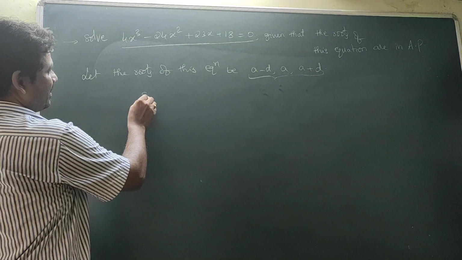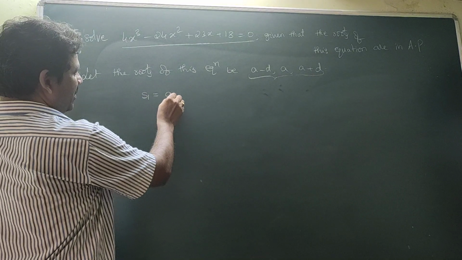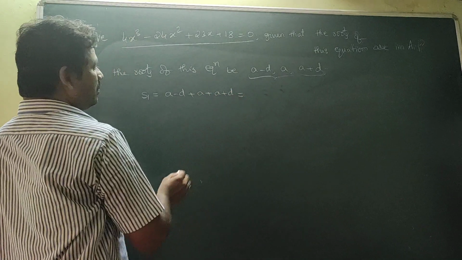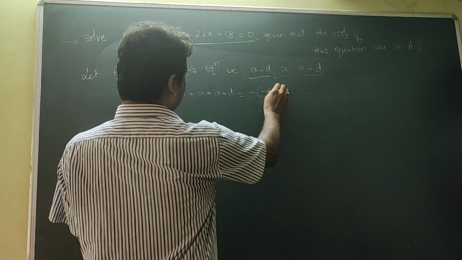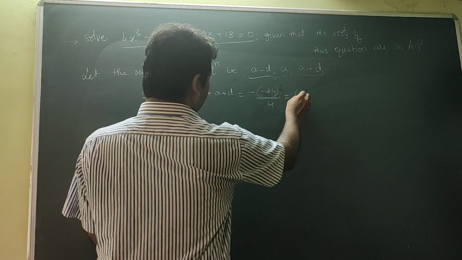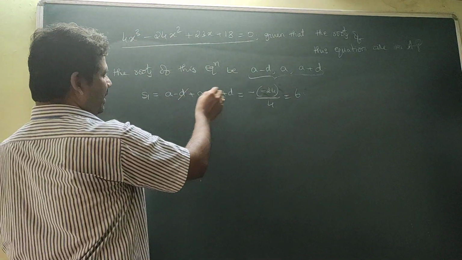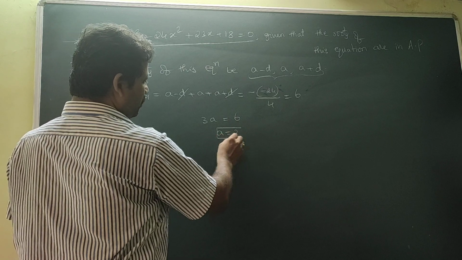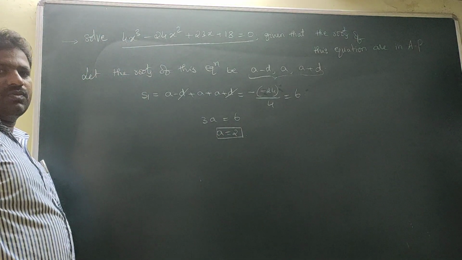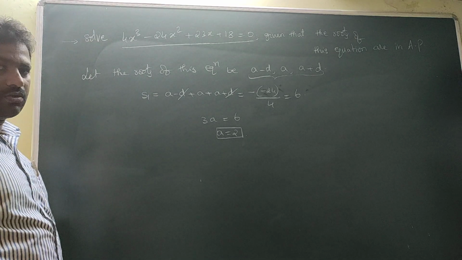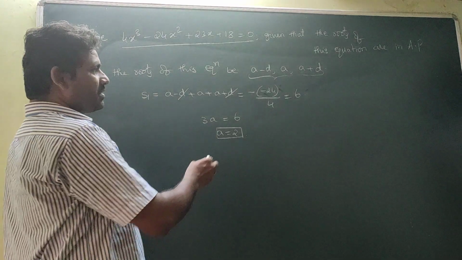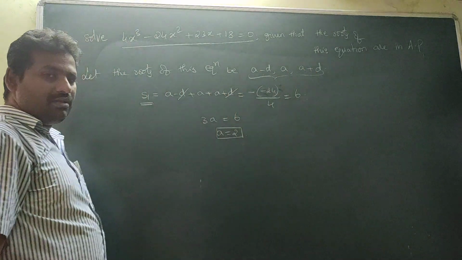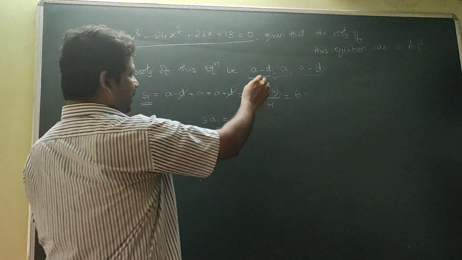See, what is S1? A minus D plus A plus A plus D equal to minus 24 by 4, that equals 6. D, D cancel, 3A equal to 6, A equal to 2. So we got one root, A equal to 2. So the roots of the equation are A minus D, A, A plus D. So directly we got the A value 2. Now we have to get the D value.